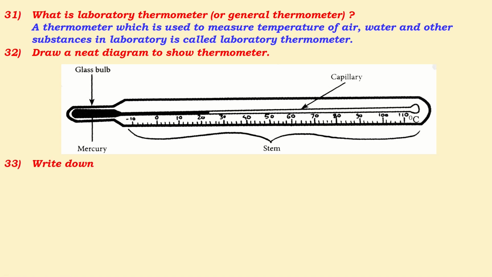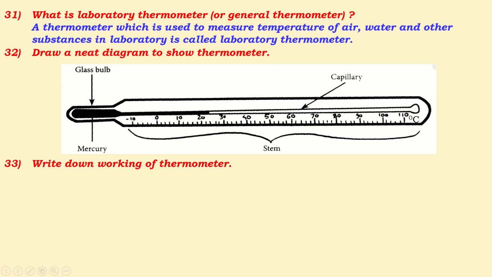Okay, next question. Write down the working of a thermometer. How does it work? I mean to say, how do we use a thermometer to measure the temperature of the body or substances? We have to make contact of this glass bulb with the substance whose temperature we are measuring. Then the heat energy gained by the mercury expands it, and the mercury rises in the capillary and directly gives the value of temperature.